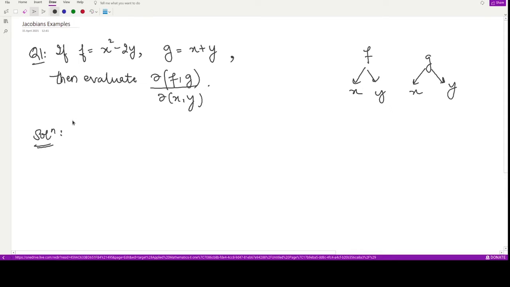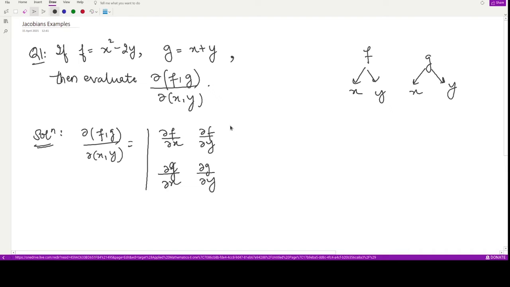So here, according to the formula, we know del f comma g by del x comma y is equal to the partial derivative of f with respect to x, then the partial derivative of f with respect to y, then the partial derivative of g with respect to x, and then the partial derivative of g with respect to y. So for that we first need to calculate del f by del x. What would that be? That would be the partial derivative of this with respect to x, so that would be 2x, because here y is assumed to be constant, and then the partial derivative of f with respect to y would be minus 2.